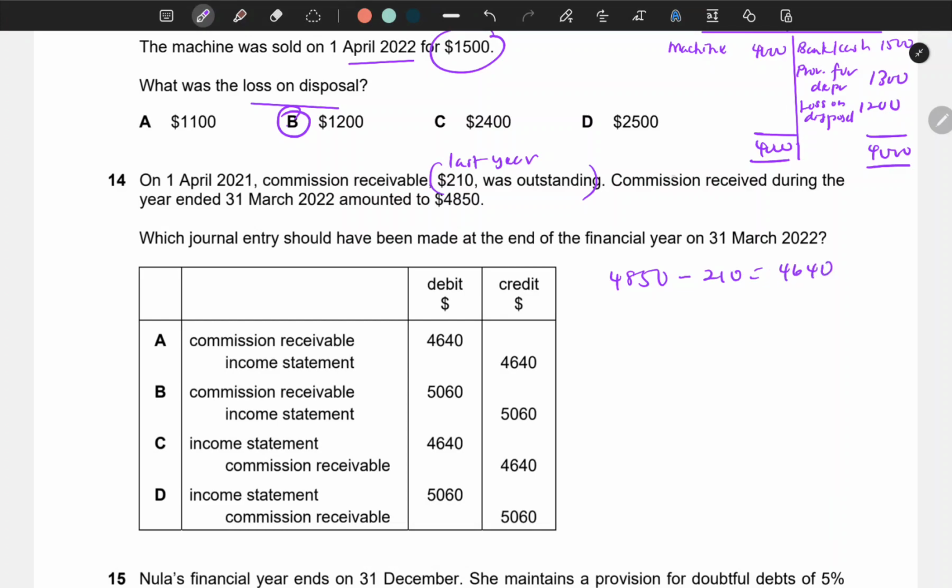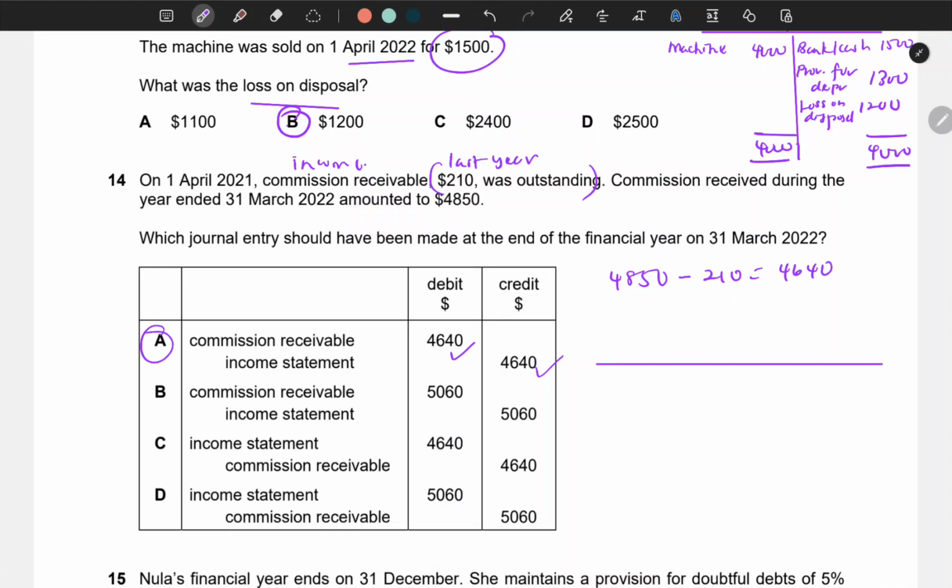Okay, because commission receivable is income. So income will be on the credit side of the income statement. So you credit income statement 4,640 and debit commission receivable 4,640. Okay, so the answer will be A. Okay, another way you can do this?